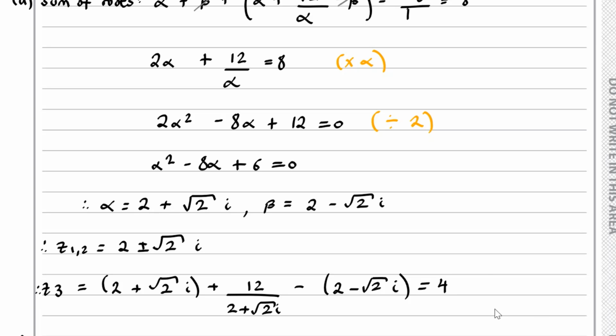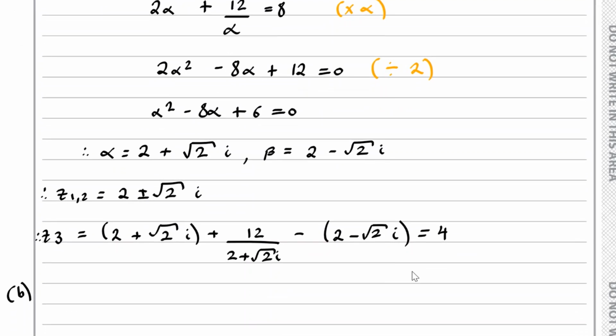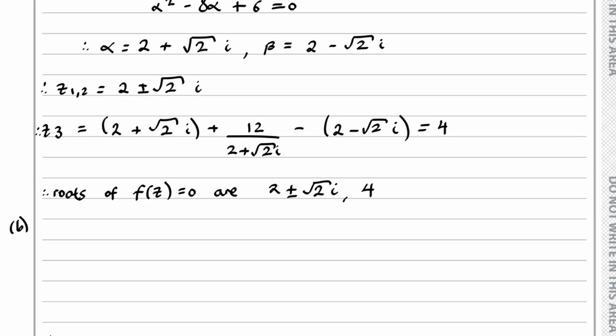We can just use the factor theorem, because we know that one of the roots is 4 to the equation f of z equals 0. Perhaps if I actually write that down, we can say that the roots of f of z equals 0 are 2 plus minus root 2i and 4.